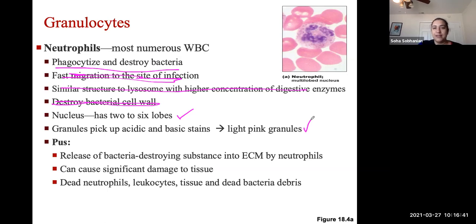In terms of neutrophils, the most important thing you need to know is they are the most numerous. They are going to phagocytose, or eat, your bacteria. They have between 2 to 6 lobes. And their granules typically stain a light pink color. You don't need to know the information about the pus. You go into more detail about them in your physiology class.